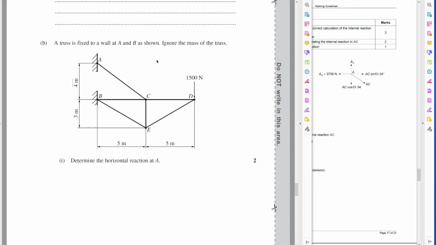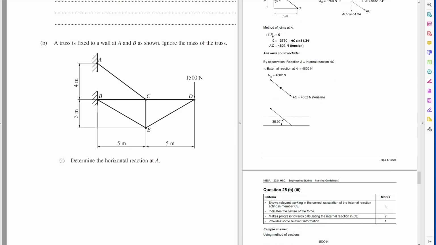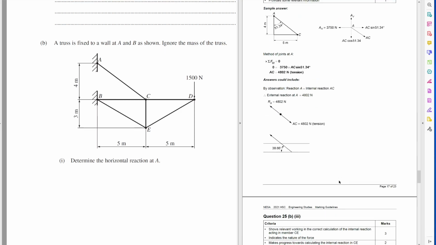So if you know the horizontal component is going to be 3,750, and you draw a triangle up like this triangle here, even if you don't know this angle, if you draw 4, 5 and then just scale it, you'll get an answer. And that gives us this answer here of a number that is bigger than 3,750, which is 4,800. Okay, I'm going to keep going.